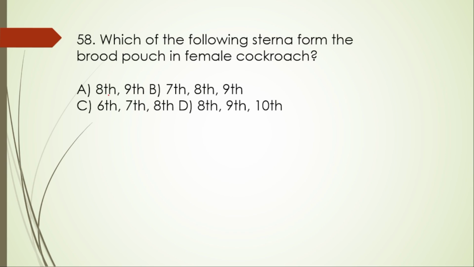58th question. Which of the following sterna form the brood pouch in female cockroach? 8th and the 9th one? No. 7th, 8th and the 9th one is correct. 7th sternum is boat shaped, whereas the 8th and the 9th one together form the anterior, that is front wall, and then roof of the genital pouch. So here 58th one, the right option is B.